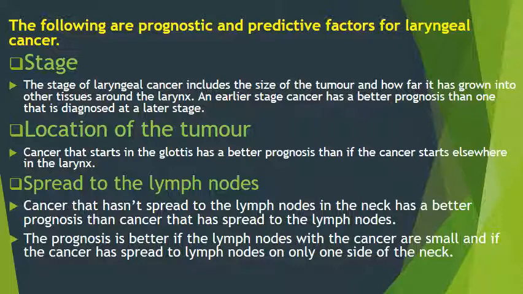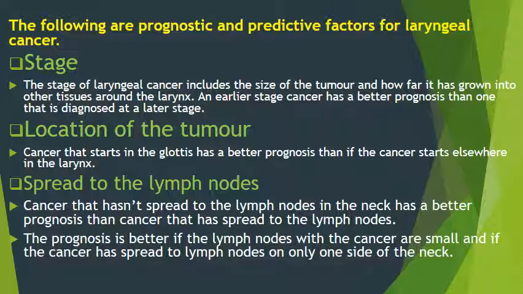Of course, earlier stage, localized cancer, especially of the glottic type, 90% of which are confined to the glottis or the vocal cord at the time of diagnosis, has a better prognosis than that diagnosed at a later stage. As we say, a tumor in the glottis, in the true vocal cord, has a better prognosis than the subglottis.